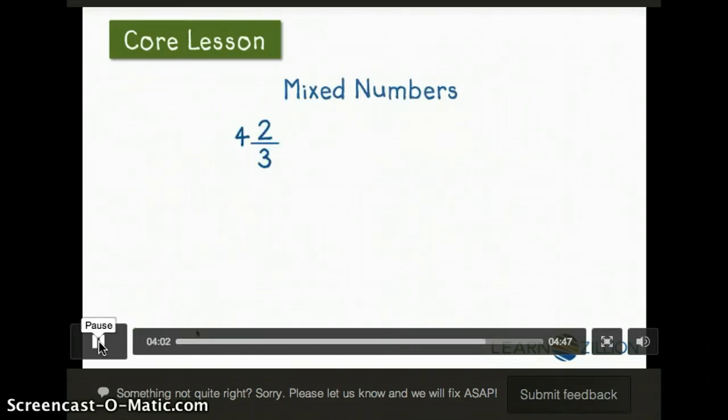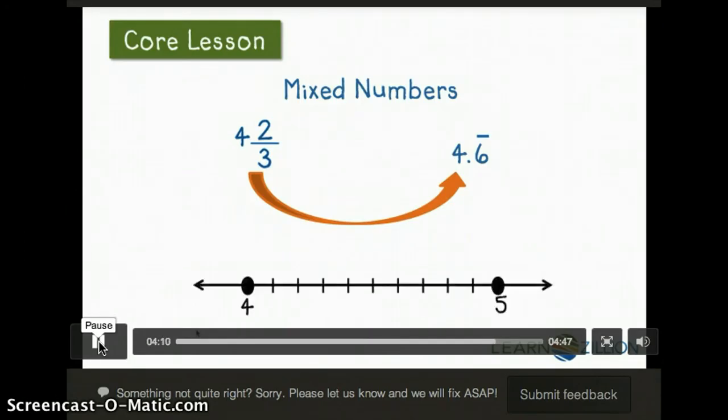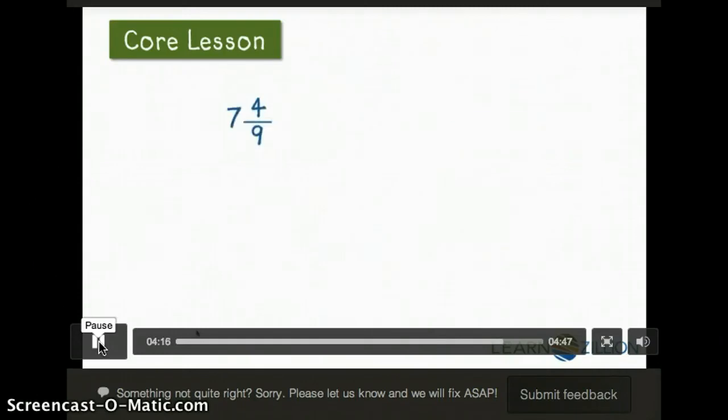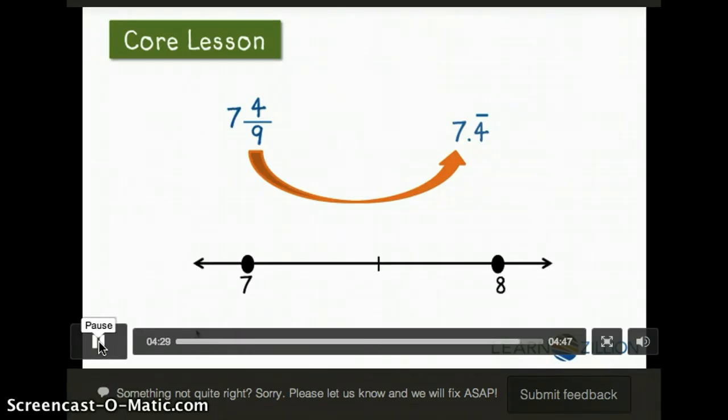With mixed numbers, the whole number just comes across, and then we know that 2/3 is 0.6 with a line over it, so we can just write it like that. And they would occupy the same place on the number line. For 7 4/9, 7 would come over as the whole number, and remember the ninths table, that would just be 0.444, which will show as 0.4 with a line over it.